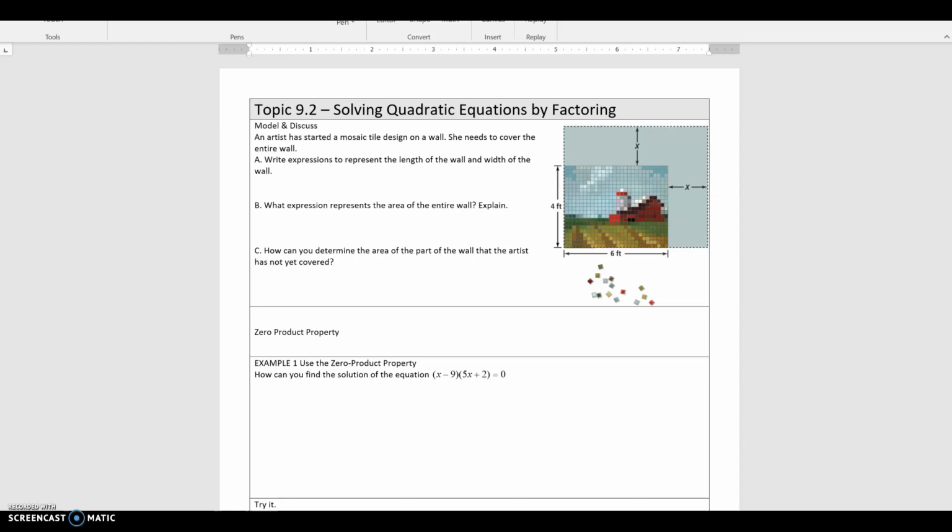Okay, so here we go. So now we are in 9.2, which is going to help us find the zeros a little bit faster than if we were to just graph the quadratics. It does recall our factoring, which we will go over in a little bit, but go ahead and pause the video and try this little warm-up first.